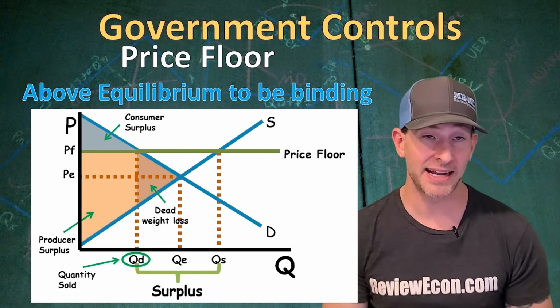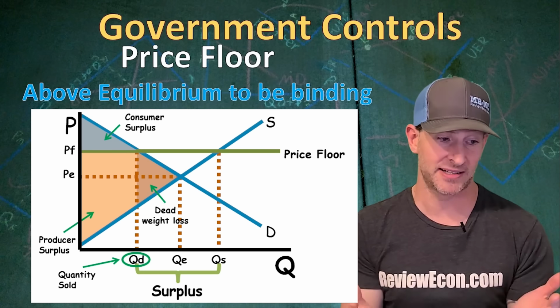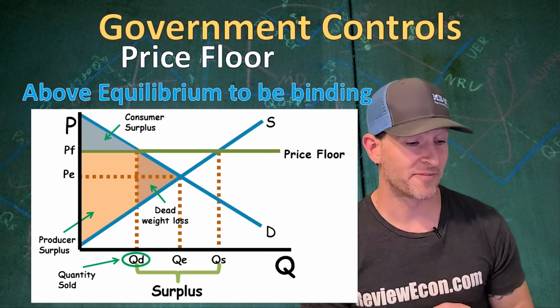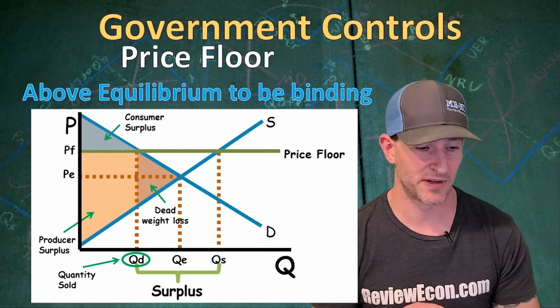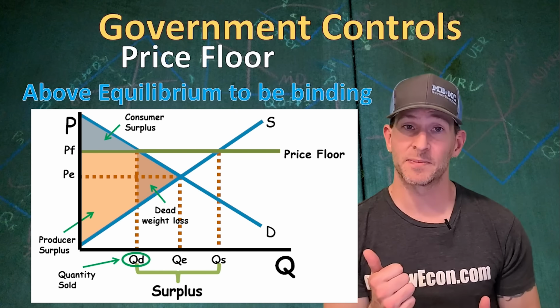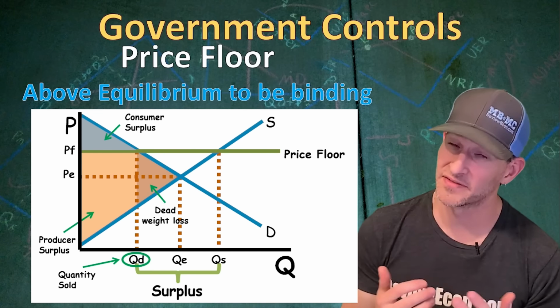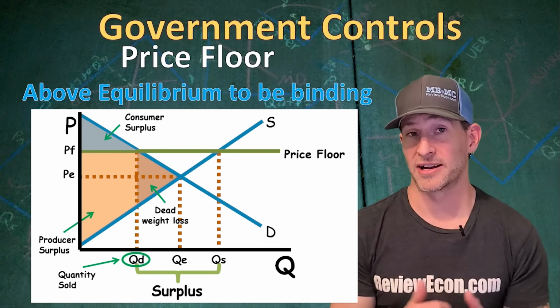Here we have a binding price floor. Price floors go up high if they are binding or effective. And then we're going to have some deadweight loss, a larger amount of producer surplus, and in this case, a tiny little bit of consumer surplus. And we're going to have a surplus as a result because the quantity supplied is greater than the quantity demanded, and we can't let the price drop because of this government intervention. And the quantity sold there is the lower quantity, QD.